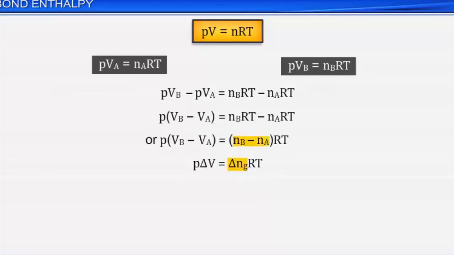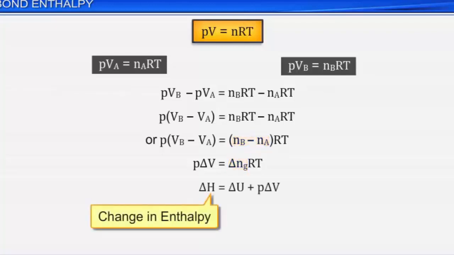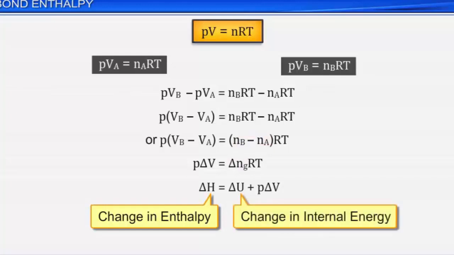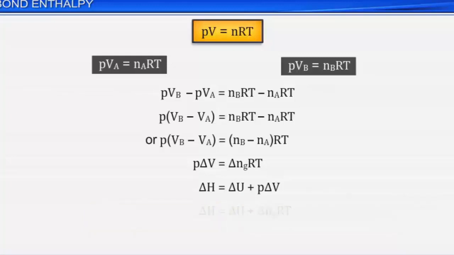We learned that change in enthalpy ΔH equals change in internal energy ΔU plus the product of pressure P and change in volume ΔV. On substituting the values, we get ΔH equals ΔU plus change in number of moles of gas Δn_g RT. This relation helps us in calculating the change in enthalpy from change in internal energy and vice versa.